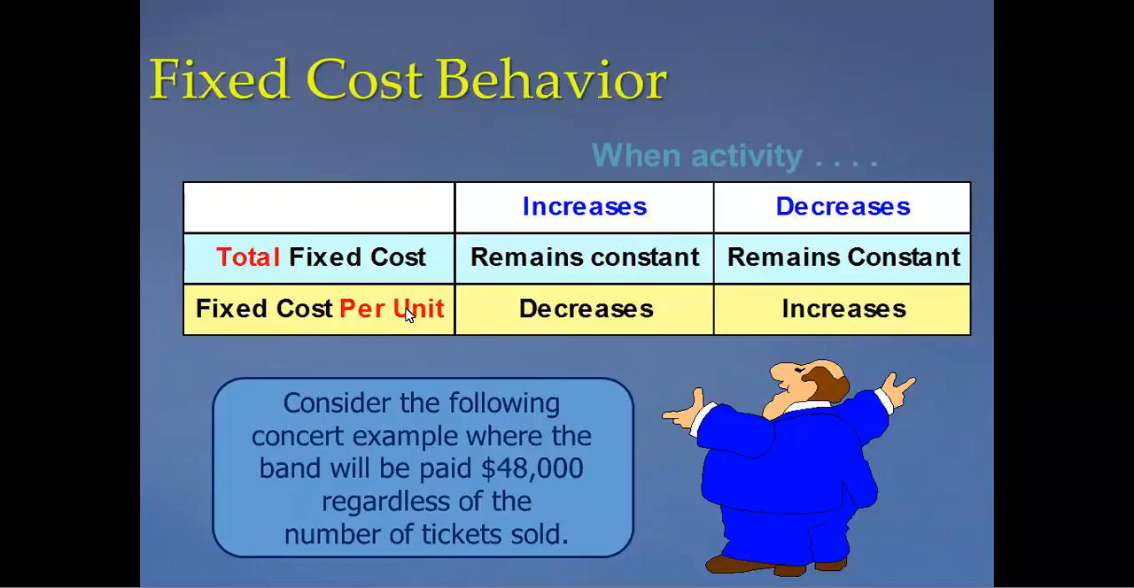On a per unit basis, though, fixed costs go down the more activity you have, and fixed cost per unit goes up if the number of units goes down. So the way to make money is to increase the volume, because then that $48,000 cost gets spread out among more ticket holders. So again, on a total basis, fixed costs stay the same. On a per unit basis, there's an inverse relationship between activities and per unit fixed costs.